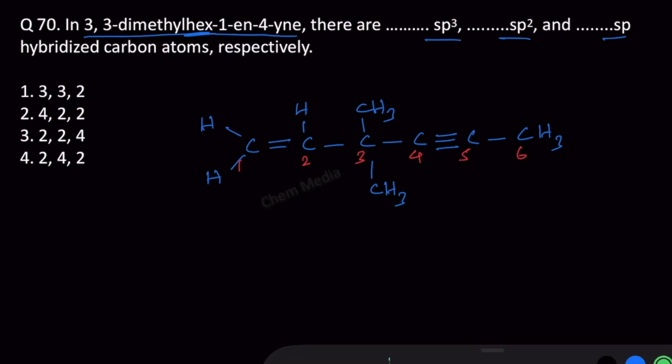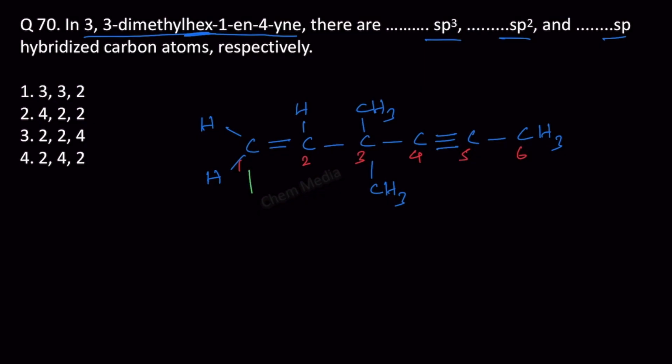Now let's figure out the hybridization. At position 1 it is sp2 because we have a double bond. Position 2 also it is sp2. Position 3 it is sp3 because we have 4 carbon-carbon single bonds. Even for the methyl groups it is sp3 because we have 4 single bonds, 3 carbon-hydrogen bonds and 1 carbon-carbon bond. So therefore for the methyl groups also it is sp3.